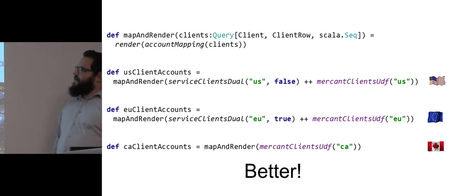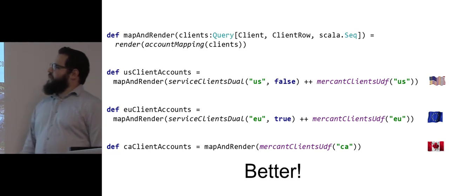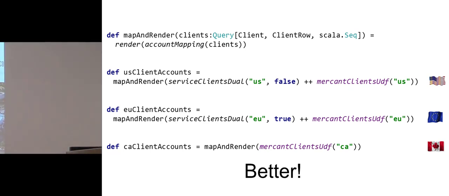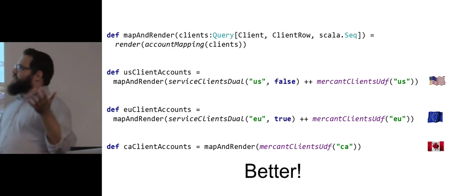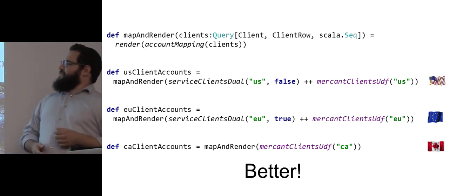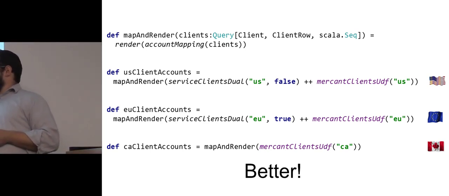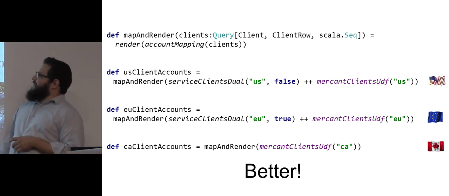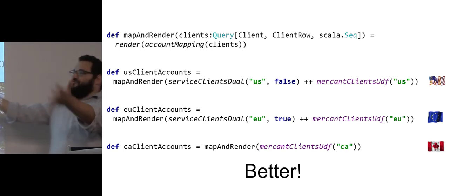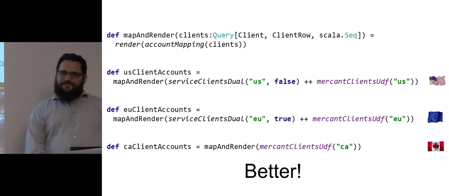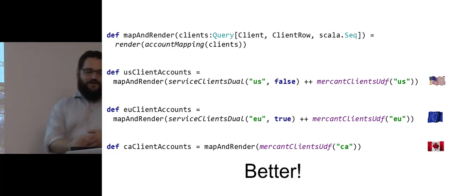Here we go. Service clients dual. This is the function that either returns the enhanced service client with potentially non-evil service industry codes, or the regular one. And then for the Canadian one, it just returns the merchant clients. This is the union here. Composition. This is a real language. We can do real things in this real language without accumulating a mass amount of technical debt.